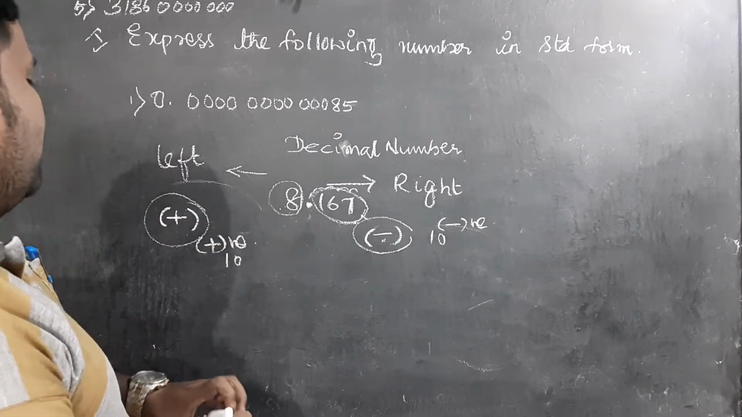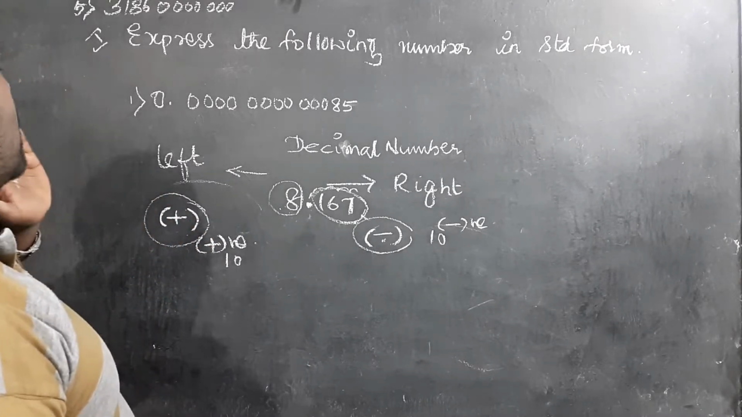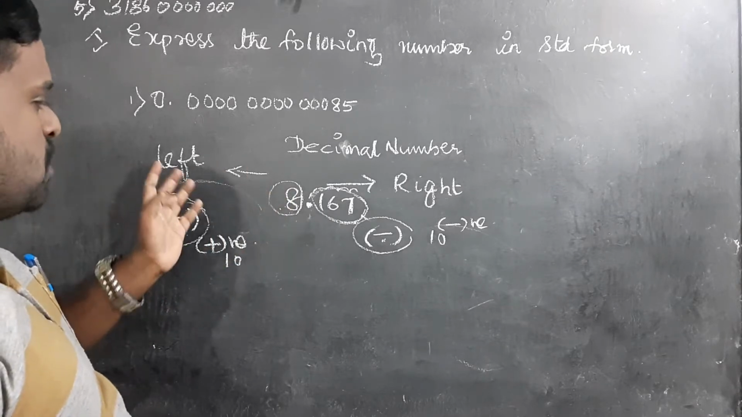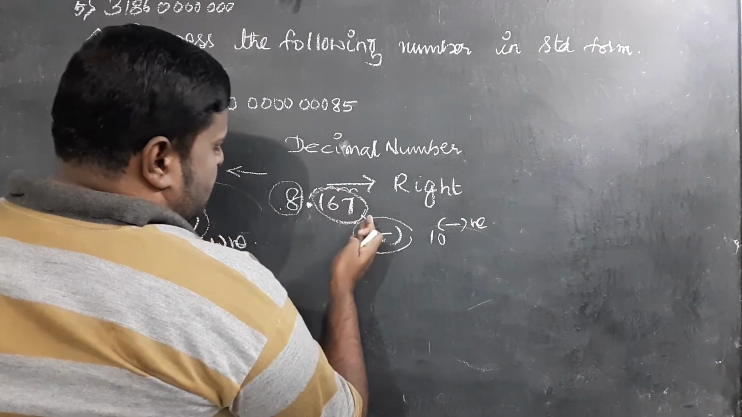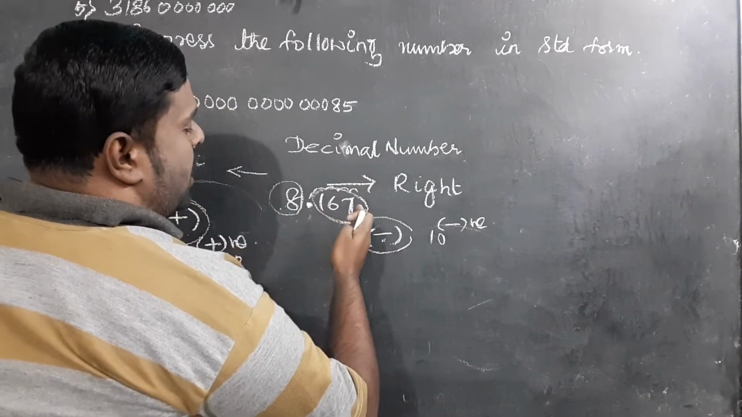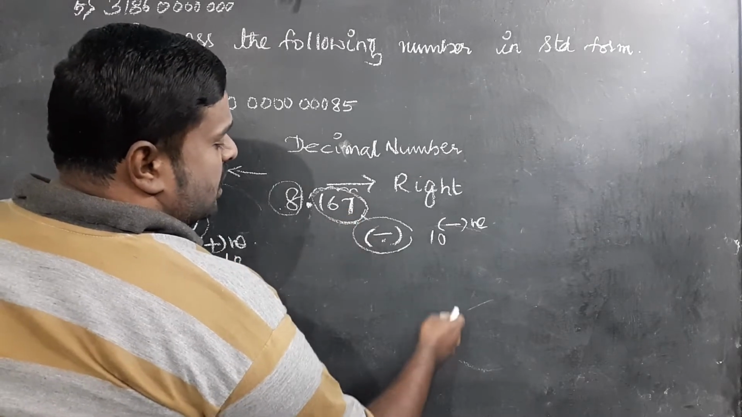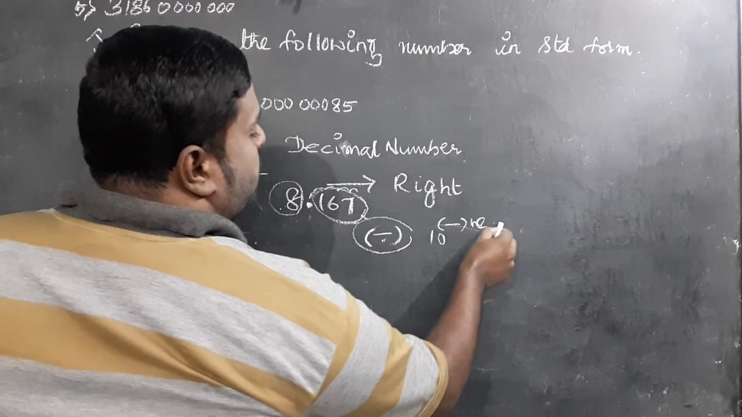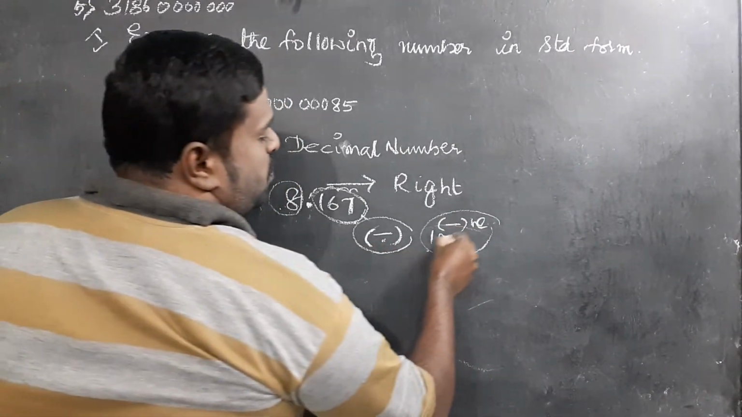So keep this in mind: the whole part or integral part is always positive. And the right side, that is the fractional part or decimal part, otherwise we even call it the mantissa part, is always in the form of negative. So this is 10 to the power positive, this is 10 to the power negative.